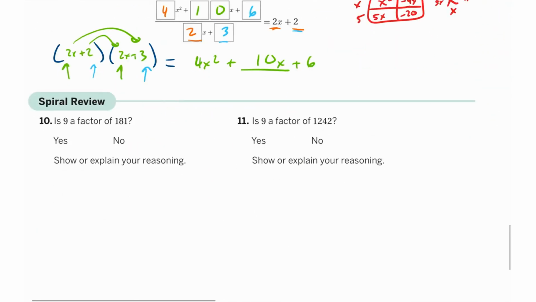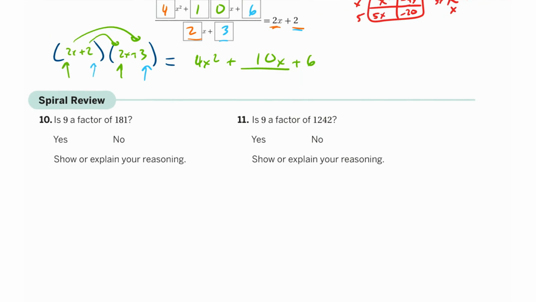All right, spiral review. Number 10. Is 9 a factor of 181? Well, a couple different things. First of all, you could just try dividing it, right? If you had a calculator, or if you were doing long division, you'd see that 9 goes into 18 twice. You'd subtract, bring down the 1, and then you'd have a remainder, which means it's not a factor. It's not a factor if it has a remainder. The other way of thinking about it is that I know that 9 is a factor of 81, but it's not a factor of 100, which is another reason that's not.